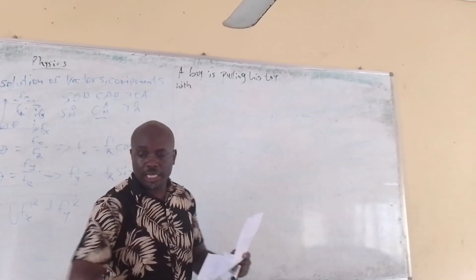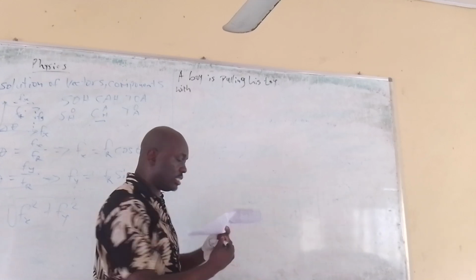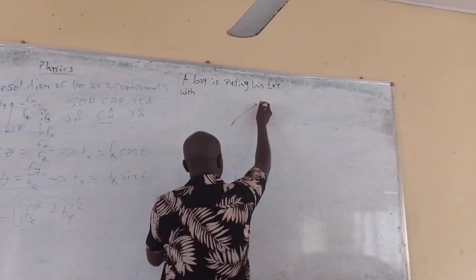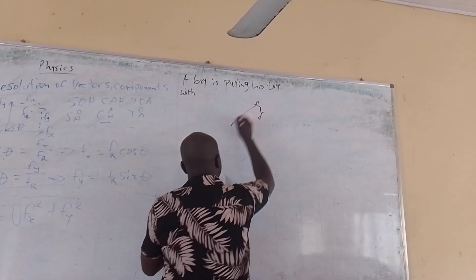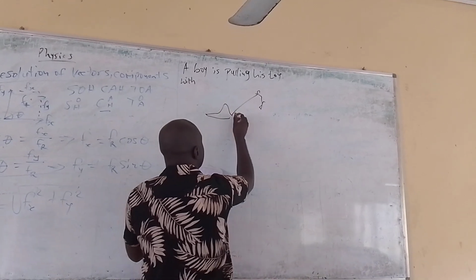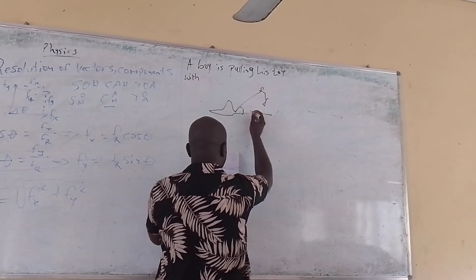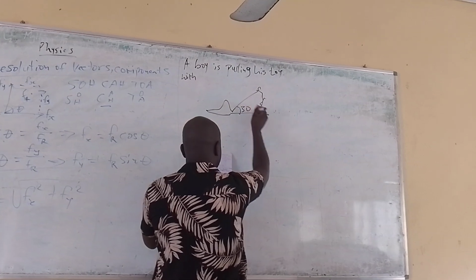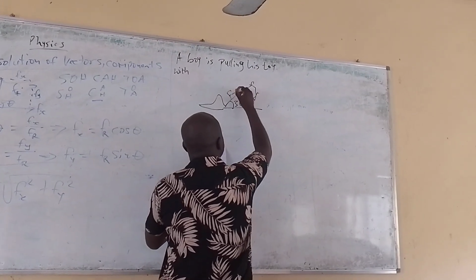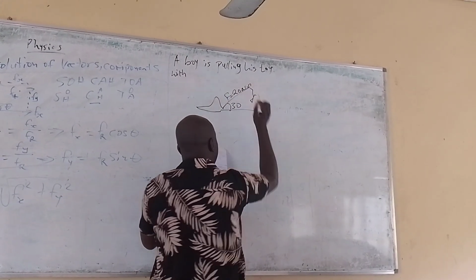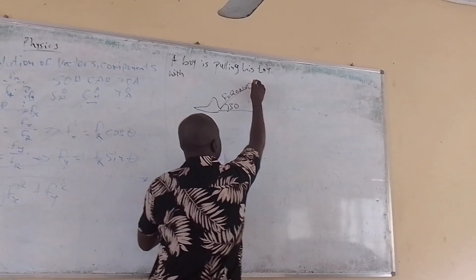The angle it gave us is like this. This is the boy pulling the car. This is the car. So it gave us an angle like this, which is 30 degrees. The boy is pulling it with a force of 20 Newton. So this is the boy.